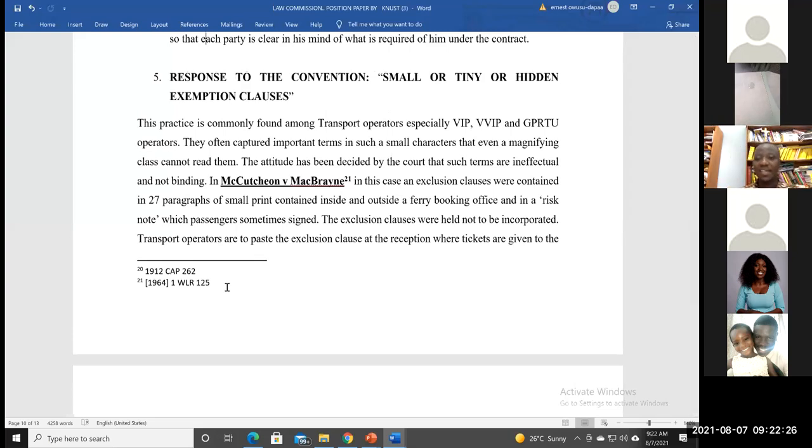So you can be thinking about some of these matters. Another thing which the Law Reform Commission has also flagged is what we call the small, tiny or hidden exemption clauses. If you go to places like the VIP or the GPLTU protest, the practice is quite common over there. They will have tiny exemption clauses written on either the ticket or the terminal. Or if you go to the SCC too, they have that.